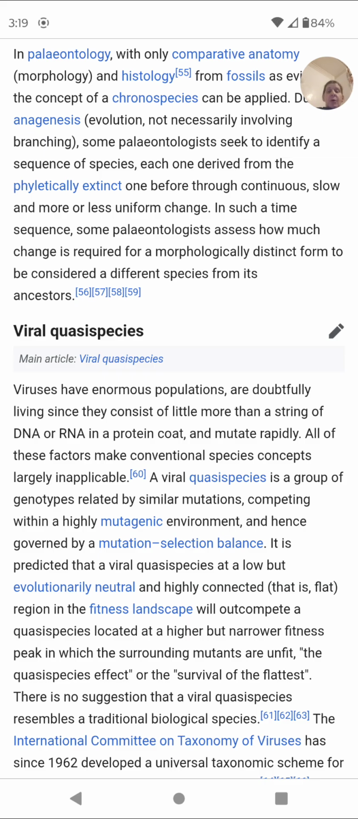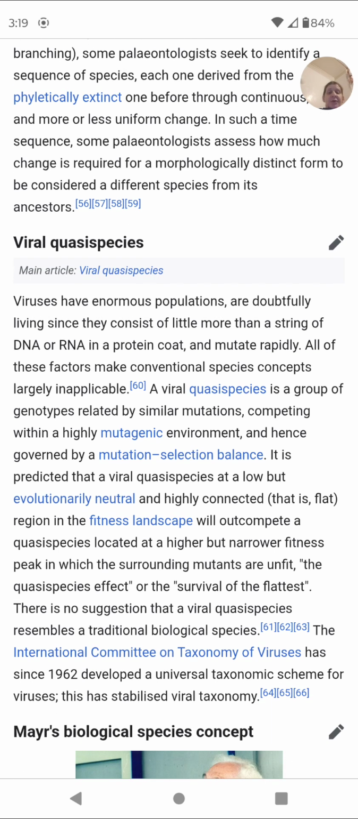Viral quasispecies. Viruses have enormous populations, undoubtedly living, since they consist of little more than a string of DNA or RNA in a protein coat and mutate rapidly. All of these factors make conventional species concepts largely unacceptable.